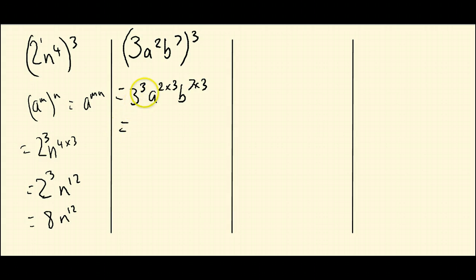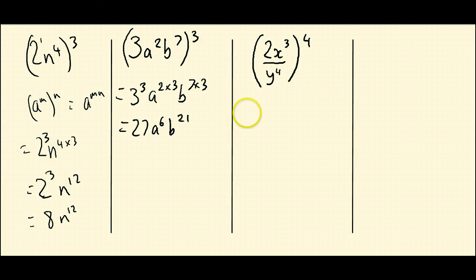And let's simplify that. 3 to the power of 3 is 27. A to the power of 2 times 3 is a to the 6. And this becomes b to the 21. There we go. Done. Okay, here's another one.